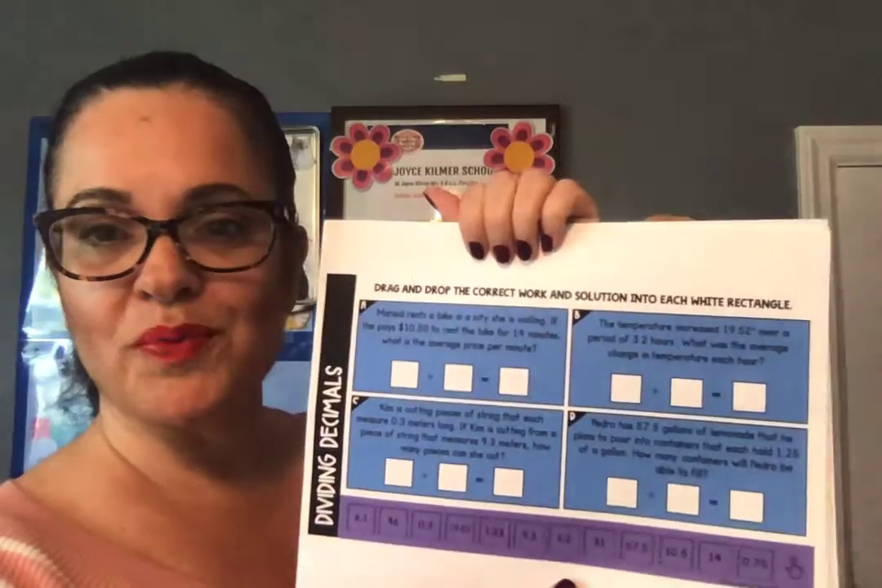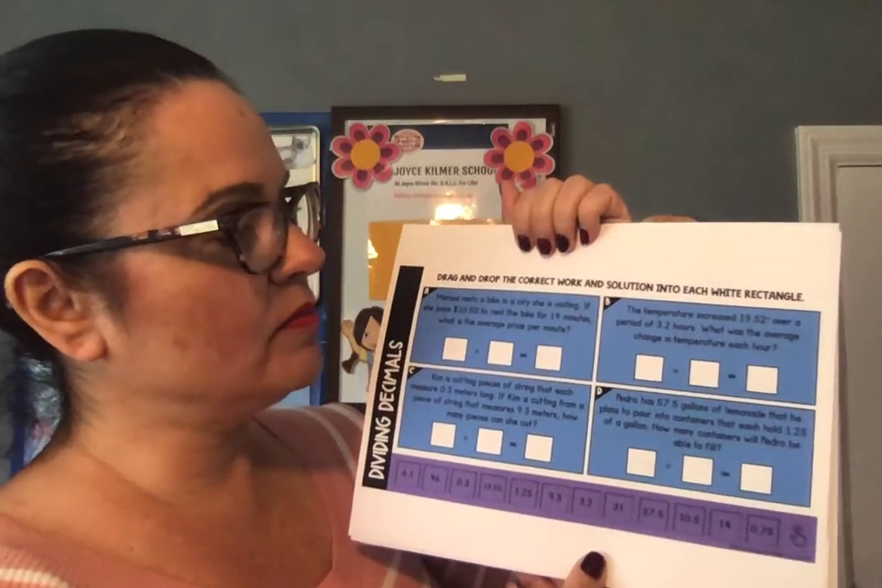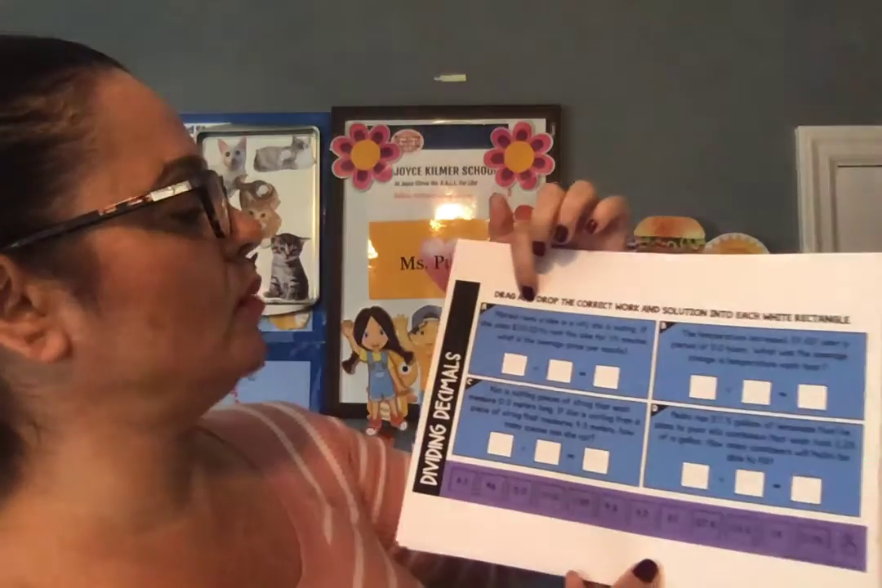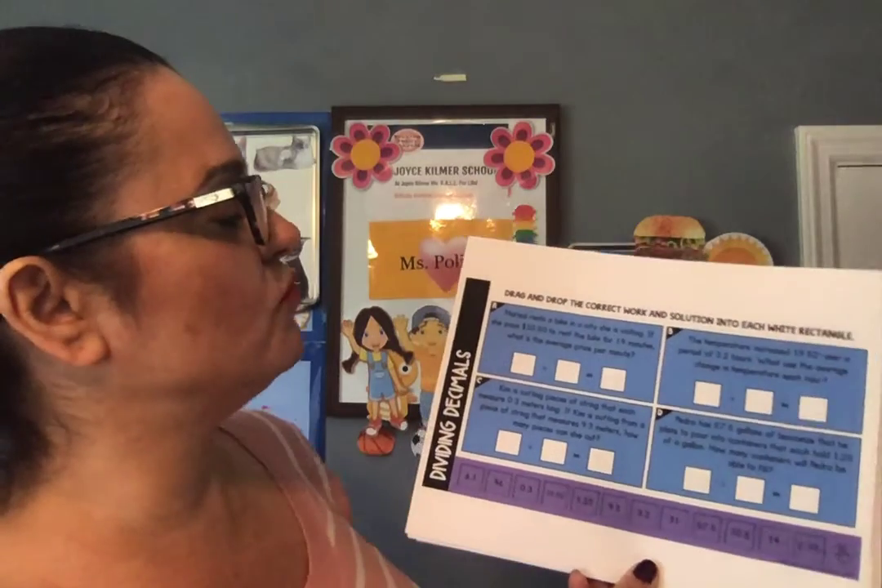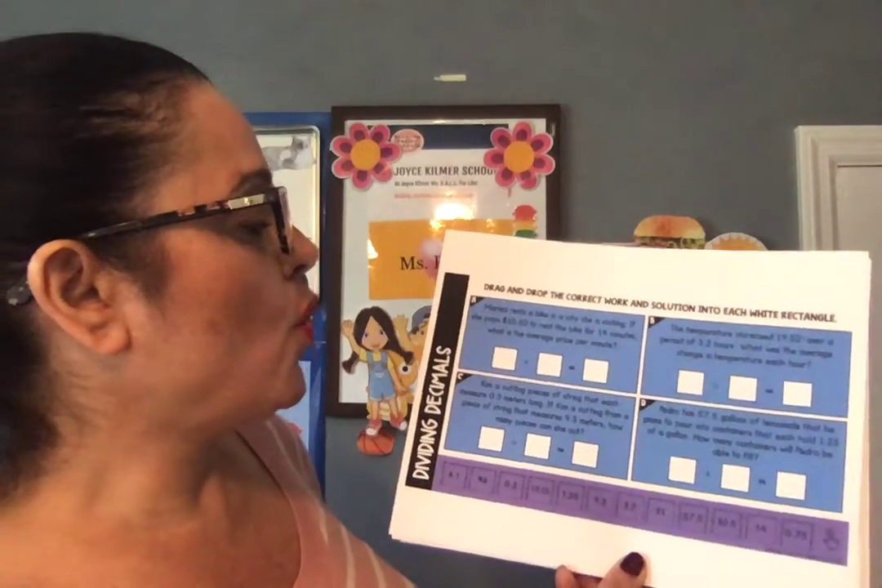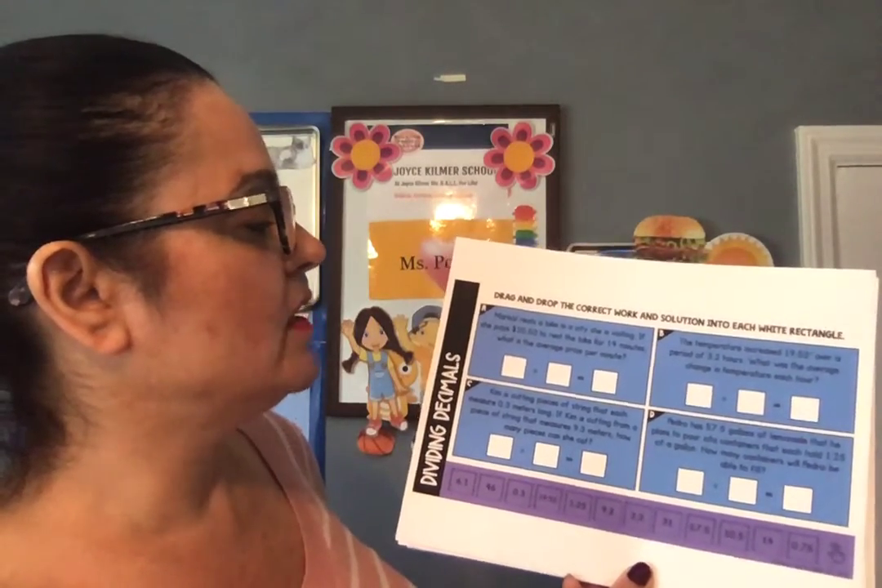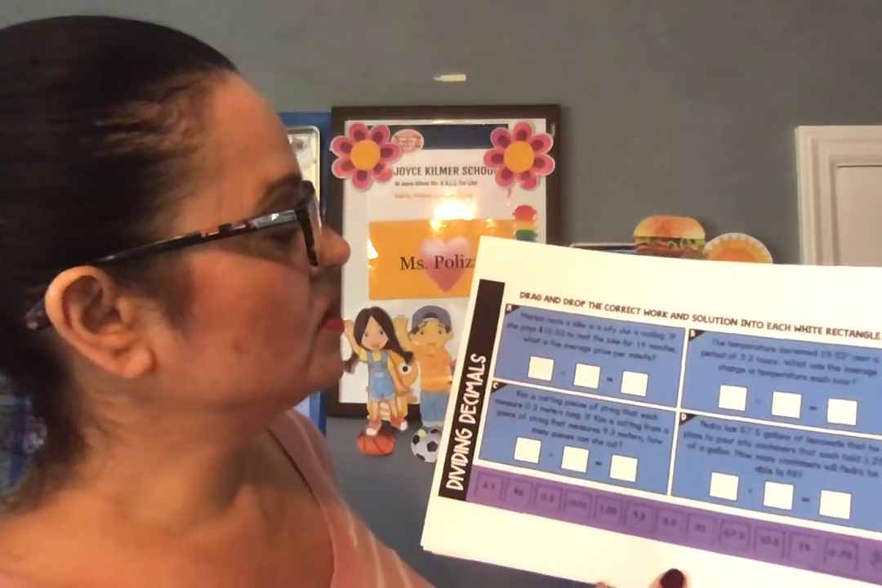All right, let's look at the last page. On the last page, you will find 4 word problems. And again, it involves dividing decimals. So we're going to look at problem A. Marisol rents a bike in a city she is visiting. If she pays $10.50 to rent the bike for 14 minutes, what is the average price per minute? So we're going to divide $10.50 by 14 just to see what the price is for 1 minute. It's kind of like unit rate.